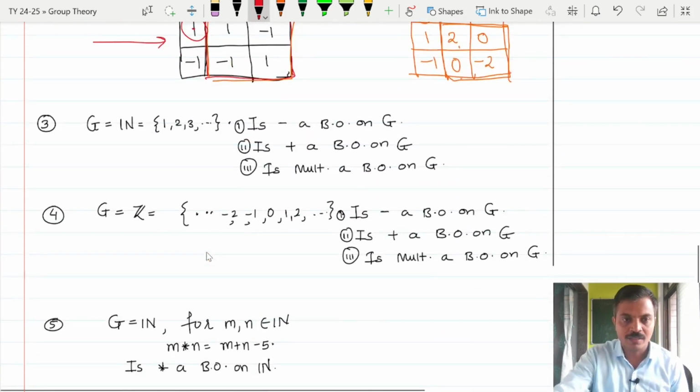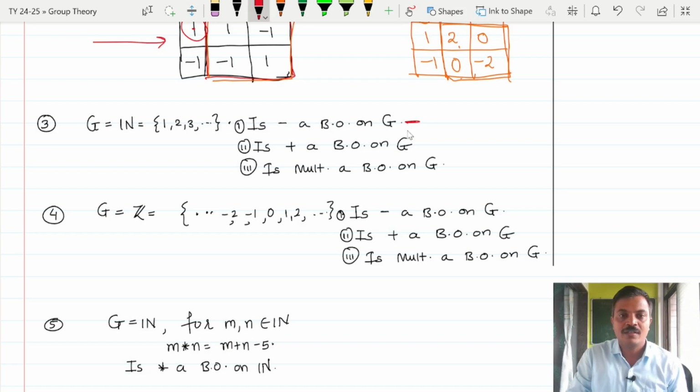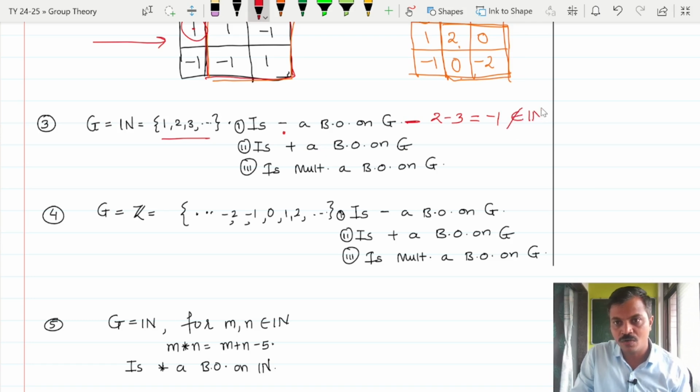For example, let us try to see this one. The question is asked whether this subtraction is a binary operation or not. In order to check it, I will take two elements of the set of natural numbers. Any two elements. Remember, repetition is allowed. So if I take 2 and 3, and if I calculate 2 minus 3, I will get minus 1. Does it lie in the set of natural numbers? Answer is no. Therefore, subtraction is actually not a binary operation on set G.